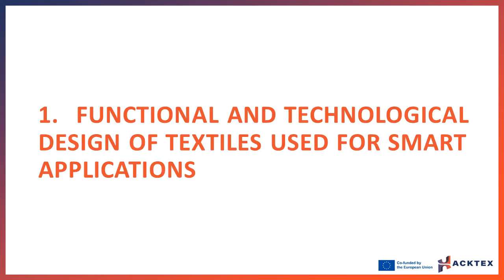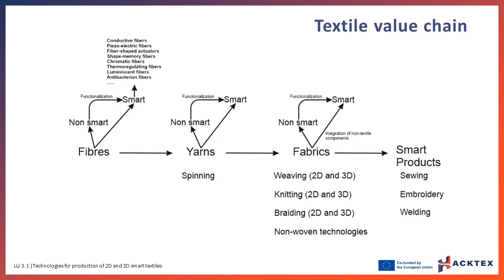Chapter 1. Functional and technological design of textiles used for smart applications. The design of smart textiles is a complex process that involves multidisciplinary knowledge for identifying optimum solutions to solve product problems. It makes this stage an intensive one and needs a deep understanding of the textiles throughout their entire value chain. Regardless of the type of the smart product, it involves non-smart and smart textiles. Functionalization and integration of smart functions can be done at each stage of the textile value chain.